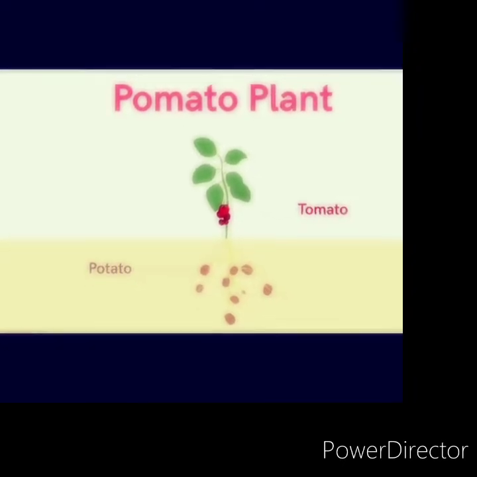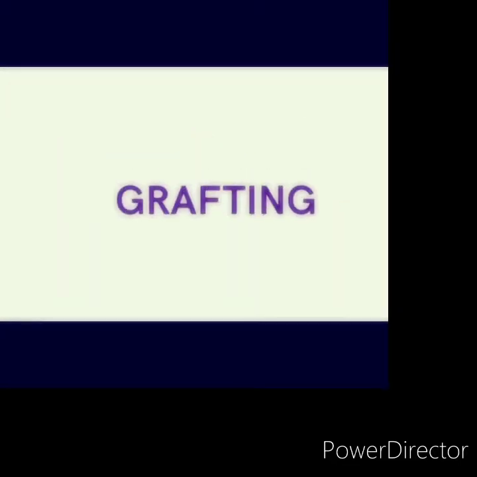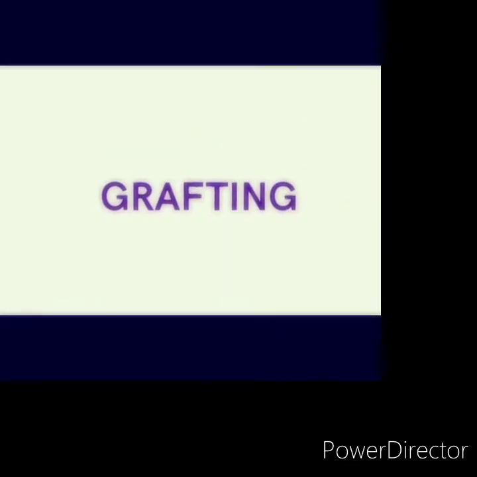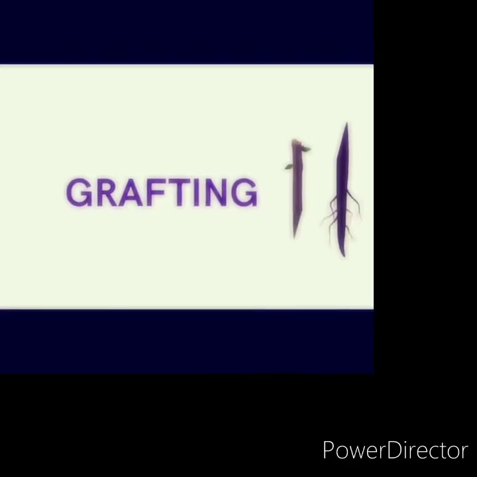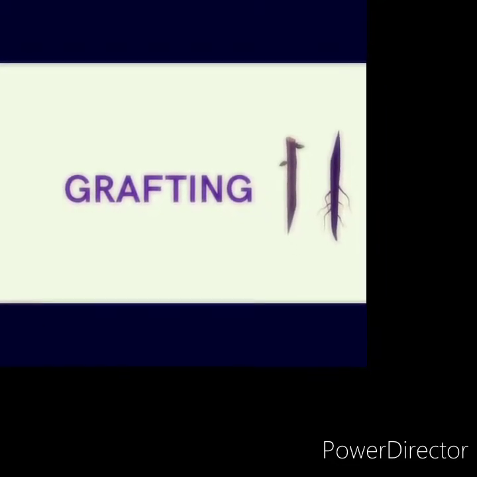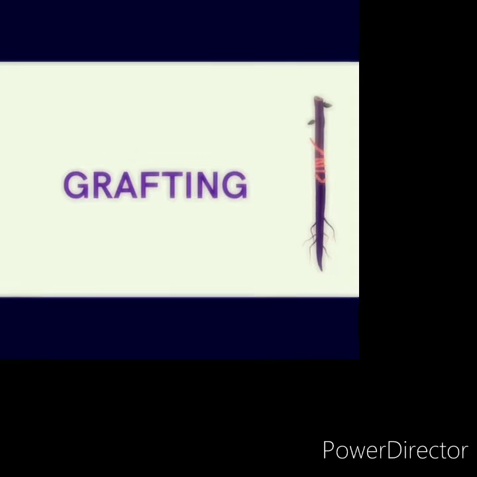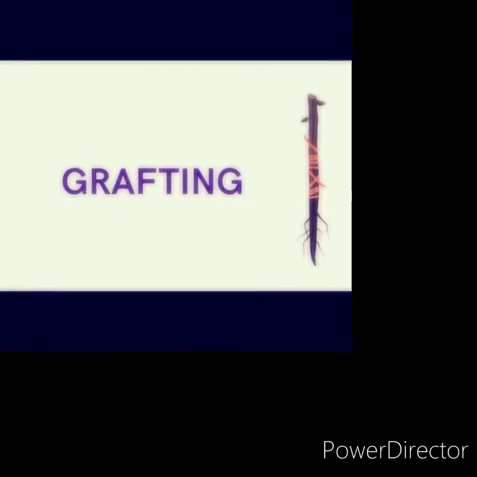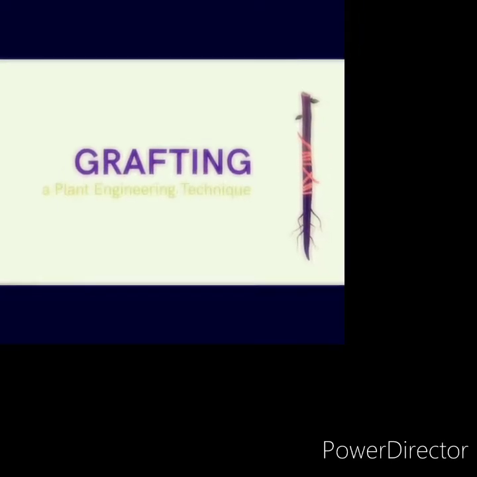And how is this made possible? It can be done by a process called grafting. In this, the stems of both the tomato and the potato plants are chosen and then joined together by tying them. This is an example of plant engineering.